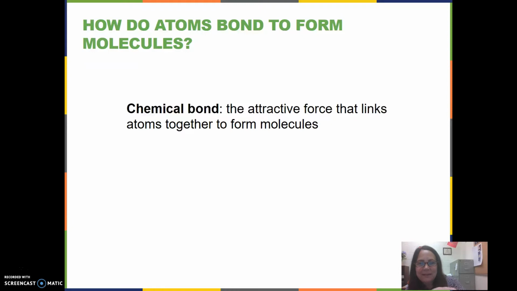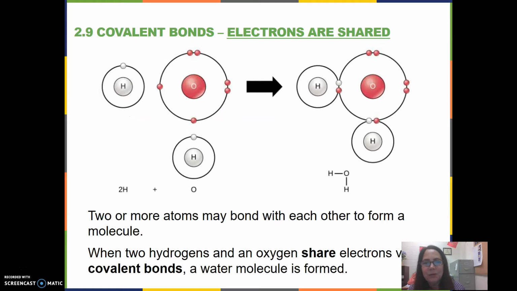So a chemical bond is defined as the attractive force that links atoms together to form molecules. So it's not a glue, it's not an adhesive, it's an attraction. It's a very, very strong attraction between atoms to form molecules. A very common chemical bond is the bond that forms between hydrogen atoms and oxygen atoms. Well, two hydrogen atoms and one oxygen atom, to be exact, to form water.